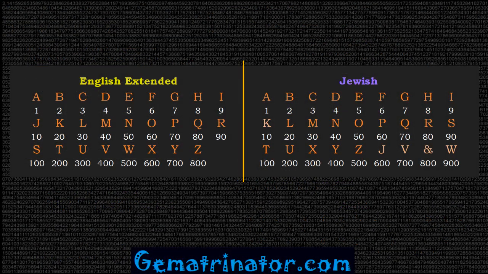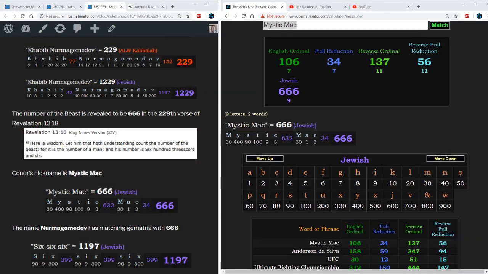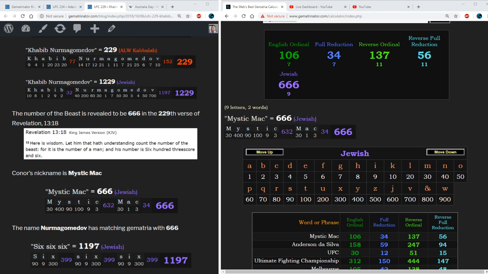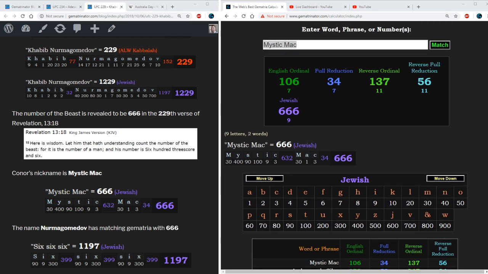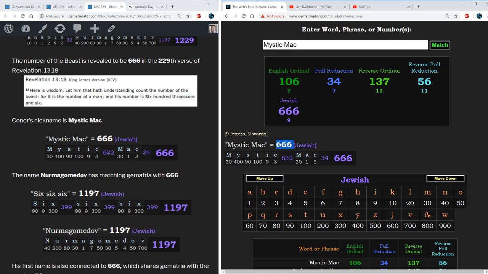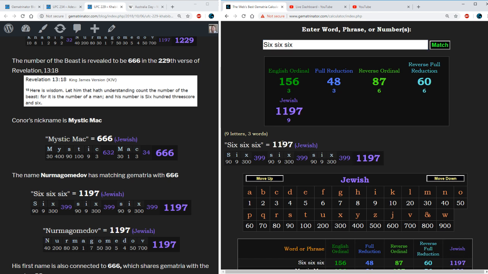In our Jewish gematria cipher, which is based on the Latin alphabetic order seen on the screen here on the right, these ciphers produce much, much larger numbers than the alphabetic order, and these ciphers are structured more closely to Hebrew gematria and Greek isopsephy. One of Conor's nicknames is Mystic Mac, which sums to 666. When you write out 666, you get 1197. And in this same method, this happens to be the gematria of Nurmagomedov, his opponent.